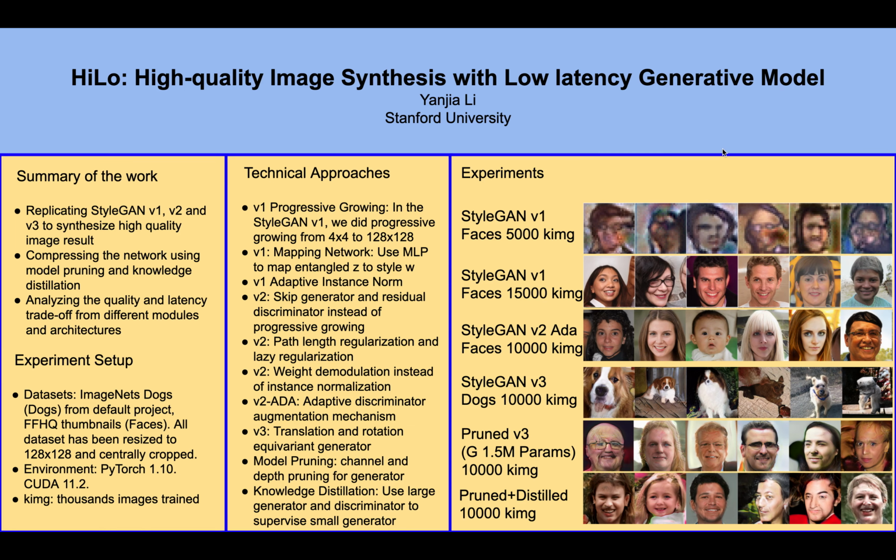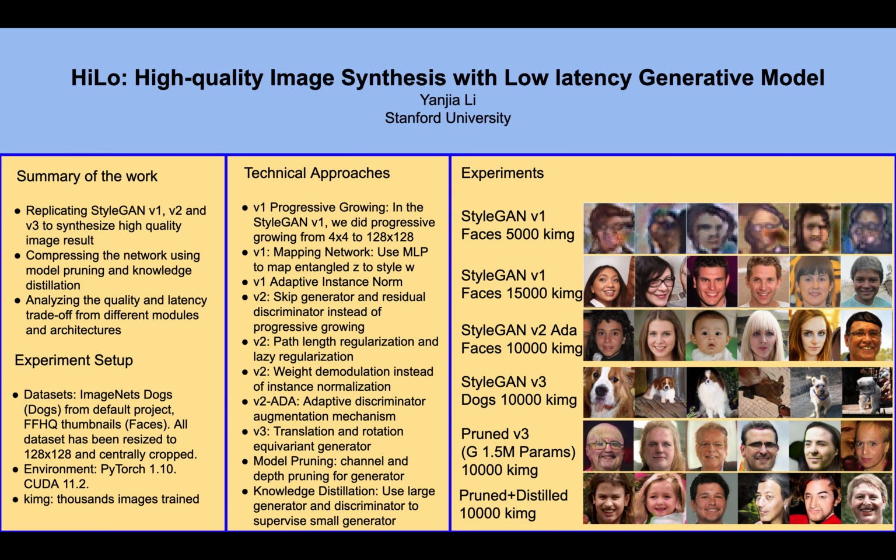To run an experiment, I use two datasets. The first one is the ImageNet dogs dataset from the default project. I resized it to 128 by 128 and also did a central cropping. I also used another dataset called FFHQ thumbnails. It's also a dataset with 128 by 128 resolution. To train the model and write the trainer and the architecture, I used PyTorch 1.10 and also CUDA 11.2 as a default project.